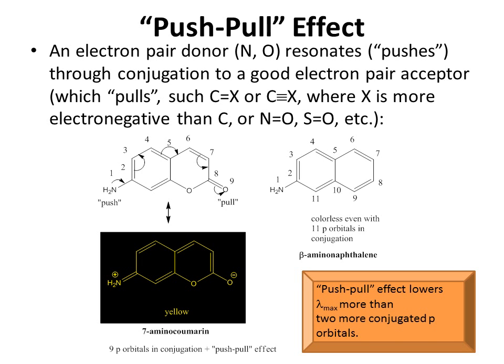In conclusion, the push-pull effect lowers the lambda max more than 2 more conjugated p orbitals. So, if you have 9 conjugated p orbitals and a push-pull effect versus 11 conjugated p orbitals and no push-pull effect, the one with 9 conjugated p orbitals and a push-pull effect will have a lower lambda max.